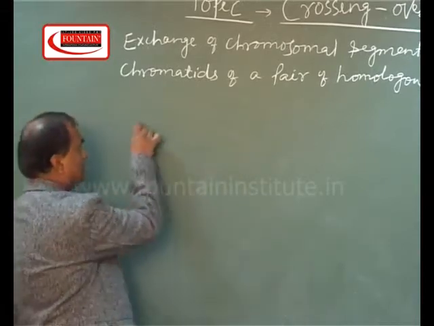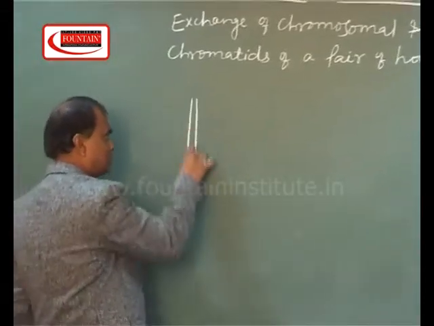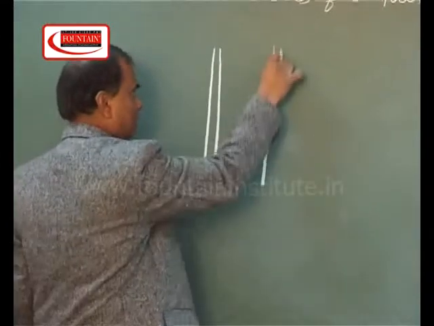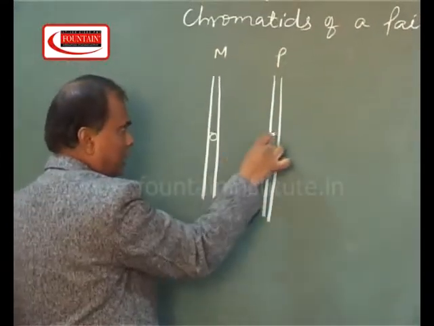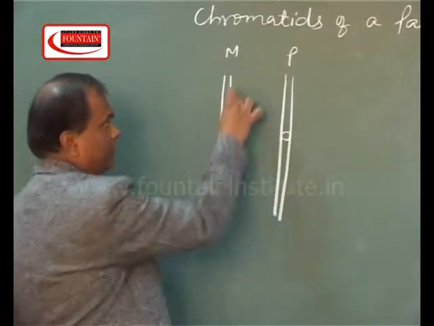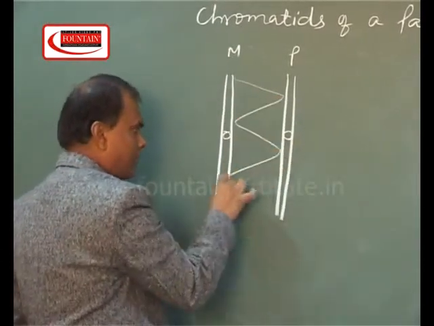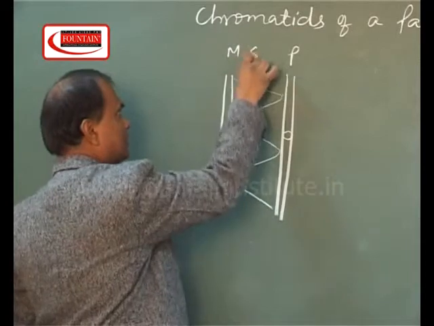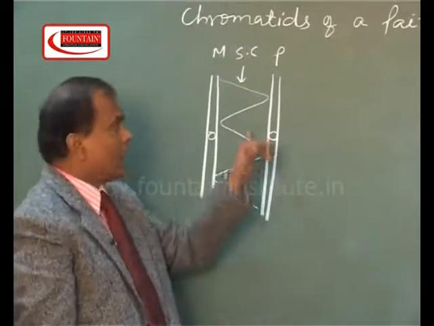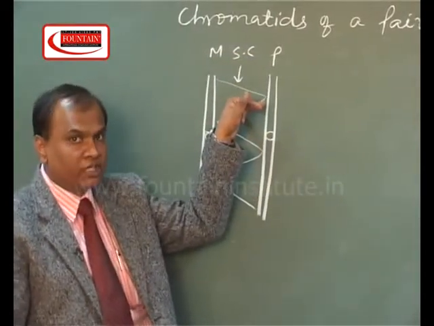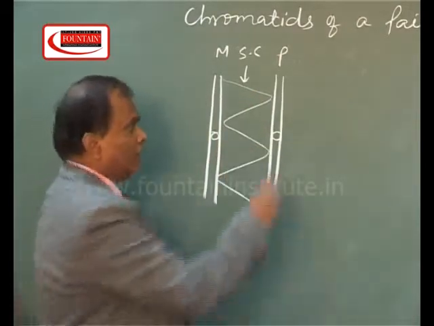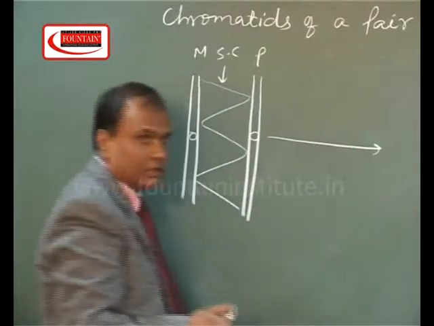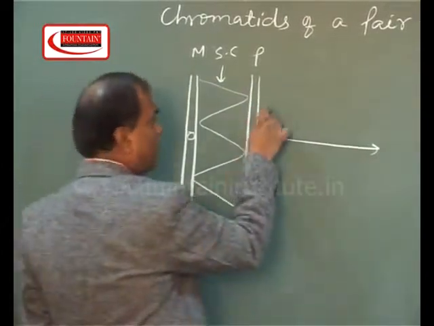So, suppose this is the maternal chromosome and this is the paternal chromosome, and this is the centromere. In between these two, the synaptonemal complex appears. This is the synaptonemal complex, and it forms the physical basis for the pairing of these homologous chromosomes. Here one enzyme acts, and the enzyme is recombinase.